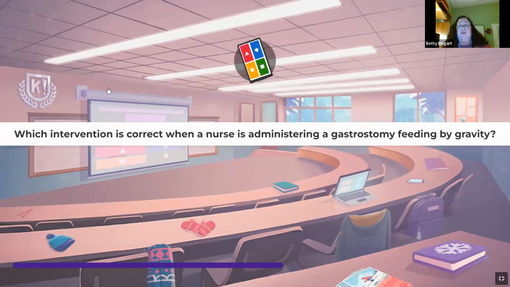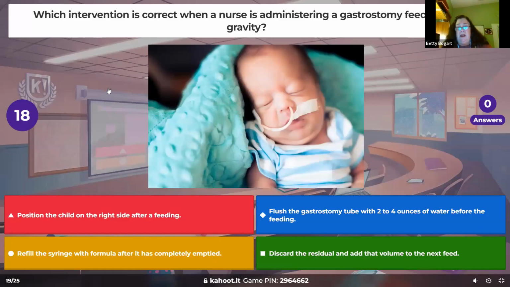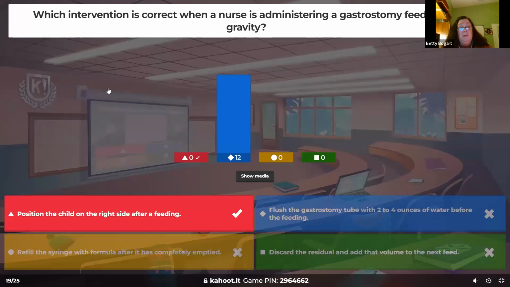Which intervention is correct when a nurse is administering a gastrostomy feeding by gravity? So we're going to position that child on the right side. And let me tell you why. The stomach is on the left side. So you put them on the right side, you're alleviating pressure on that stomach, and you're not going to have that regurgitation. Think about a 2-pound baby, giving them an extra 2 to 4 ounces of water before the feeding. You have just overfed that child. The stomach now is huge. They're definitely going to vomit. You might put 2 mLs. You're not going to put a huge amount of fluid down there.